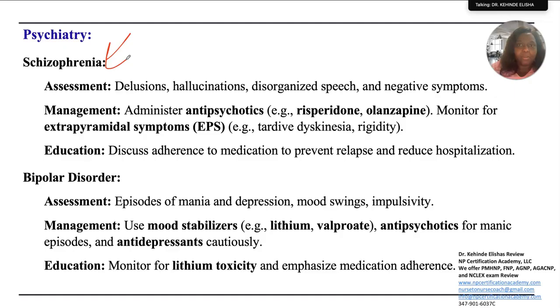When somebody has schizophrenia, what symptoms are we looking for? Do they have delusions? Are they having hallucinations? Do they have disorganized speech or any kind of negative symptoms? If they ask you on the exam, what are negative symptoms? See, there are two main symptoms that we see in somebody with psychosis. They are the negative symptoms or the positive symptoms.